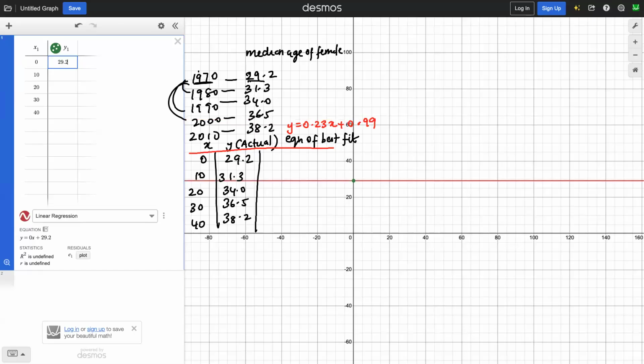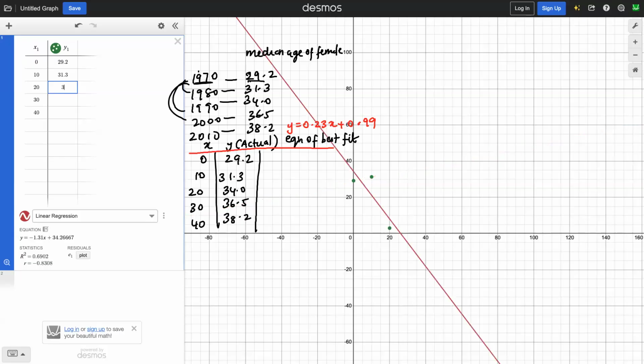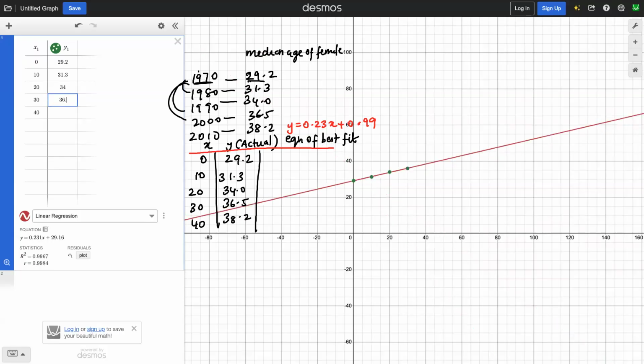Okay, let me change. 29.2, 31.3, and then 34, 36.5, 38.2, right? This is what I have. Regression, yeah. Y-intercept, what was that? 2.3x plus 29.2. So, guys, you're getting an equation. This was your actual, right? Substitute 0 in there, you get 29.2, correct?